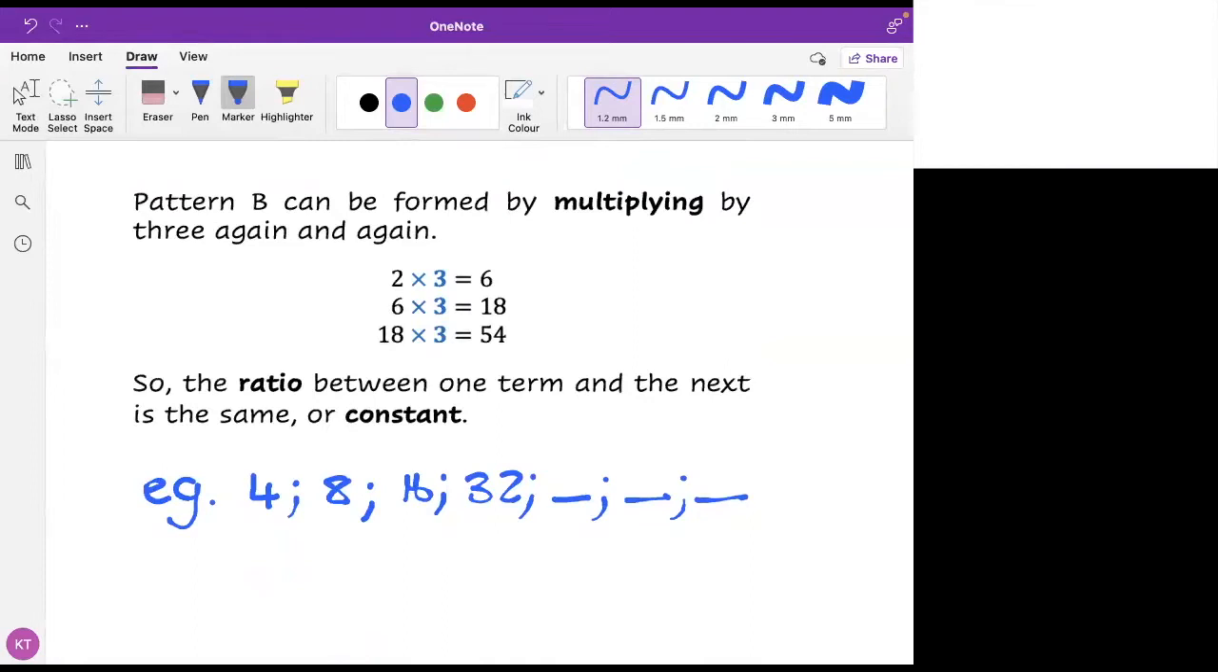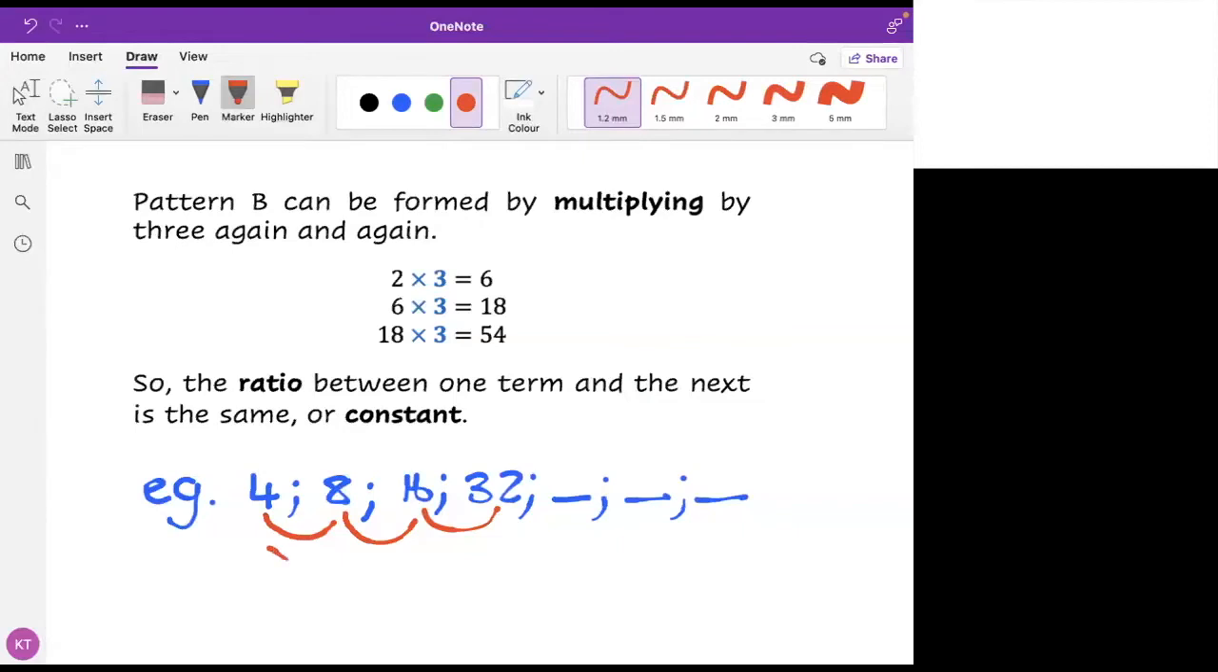Let's have a look at this example that I've given us. I've got 4, 8, 16, 32. 4 times by what gives me 8? You can tell me in the chat, everybody. 4 times what will give me 8? Let's have a look in the chat.